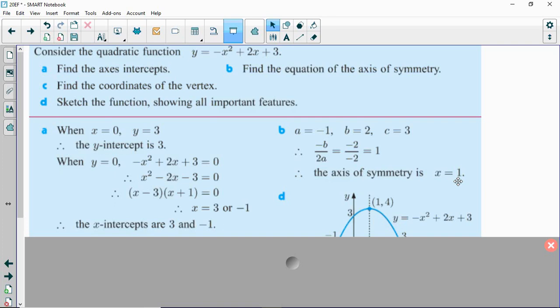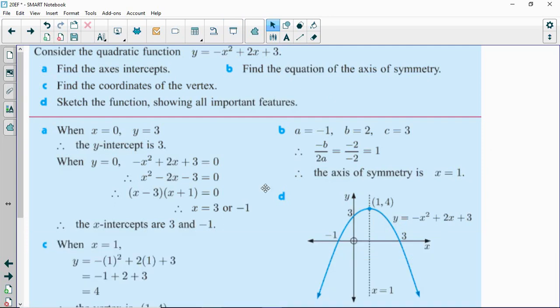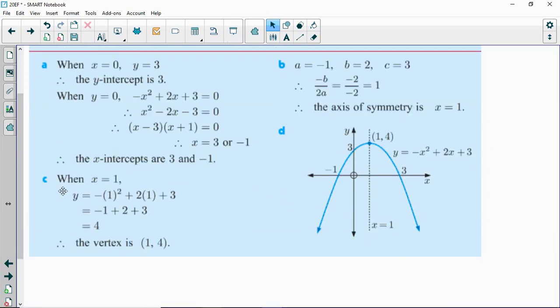What that tells us about the vertex is that its x-coordinate is going to be 1, because the axis of symmetry must pass through the vertex. Therefore, what we'll do is we'll set x equal to 1 here, and we'll get 4 as our y value, and that is the y value of the vertex, seen here.